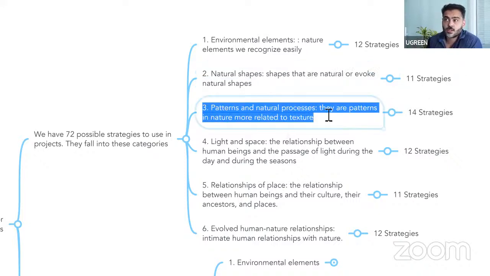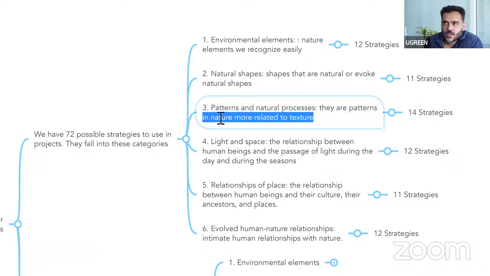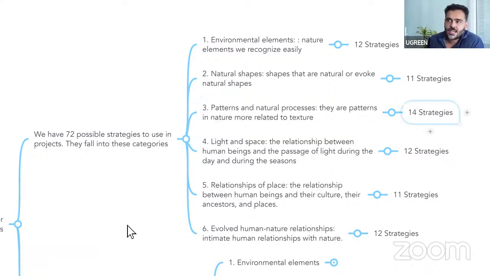Patterns and natural processes. So, for example, we are going to have growth and efflorescence. When we are using bamboo, we have some natural process happening inside the space. So the bamboo is going to grow. We are going to see this bamboo growing over the days. So we are going to see something living, and it's going to enhance our mental health to see things happening inside the space. Okay, so in this category here, we will have 14 strategies.